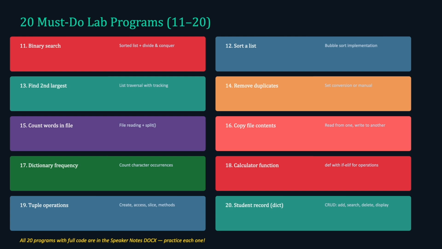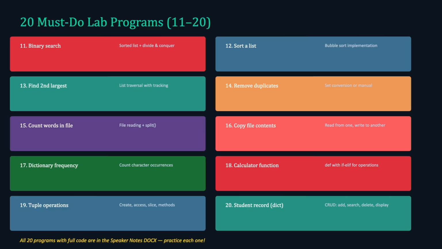Program 15 counts words in a file using split. Program 16 copies contents from one file to another. Program 17 counts character frequency using a dictionary.